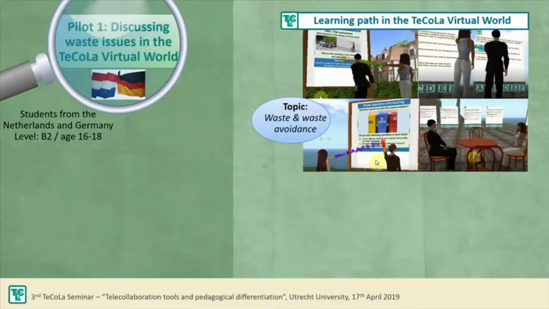We will now look at some examples from our exchanges to further illustrate the differentiation potential of the different tools. The first pilot was an interaction between students from the Netherlands and from Germany. They were between 16 and 18 years old, and their average level of proficiency was about B2. These students used English as their lingua franca, so that was their common target language. And their learning objective was to practice and improve communication.